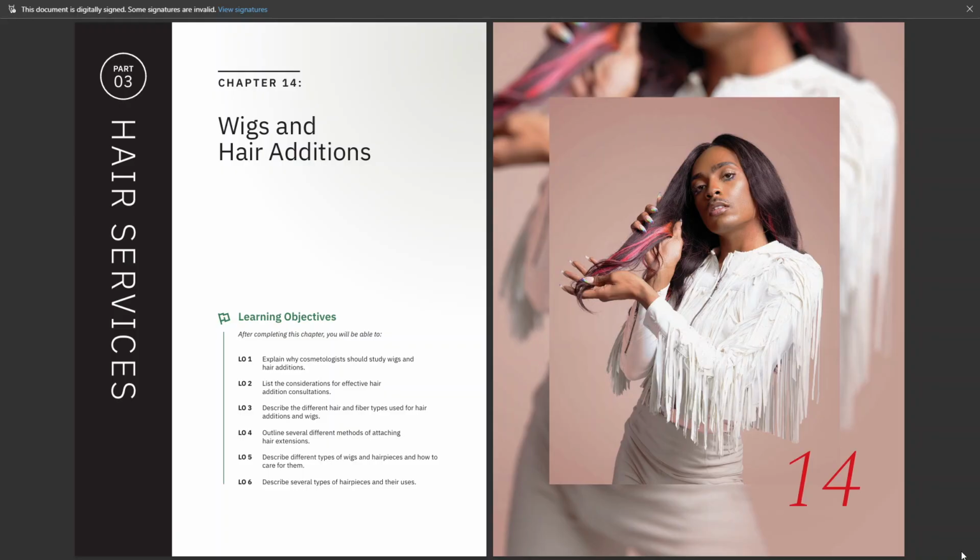We are in the Milady Cosmetology book, starting chapter 14, Wigs and Hair Additions.